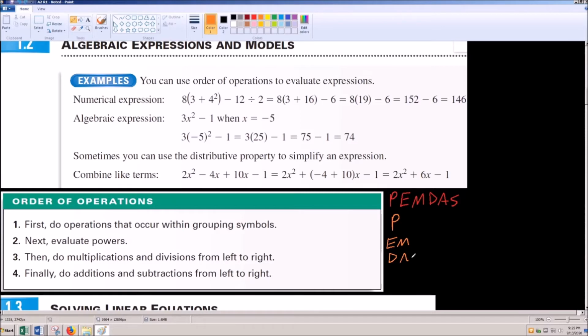When I am looking at this, oops, that's not how I would do it. I would do it more like P and then E, MD, AS. That's better. Cool. So when I'm looking at this, I'm doing my parentheses first. So the first thing I do is my parentheses. And so when I'm looking at a problem, I'm seeing something like this, I do whatever is inside of those parentheses before I do anything else.